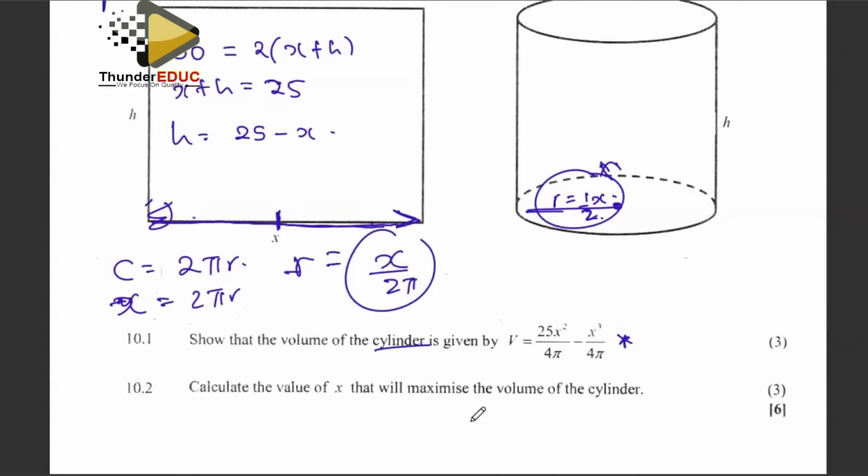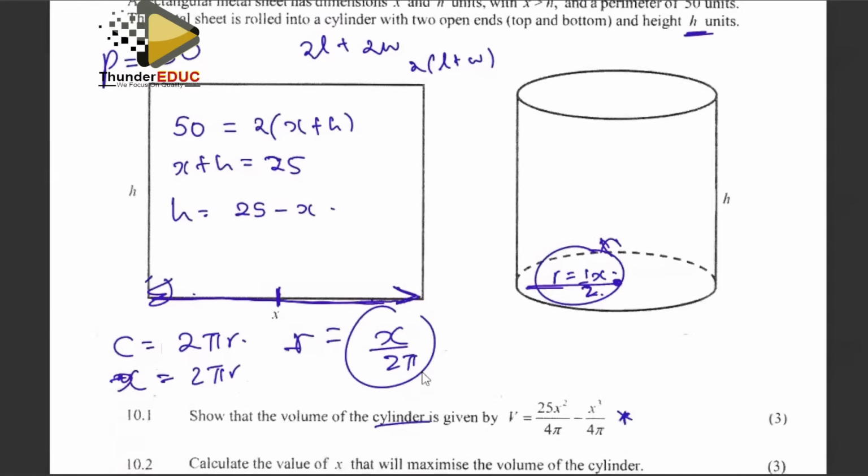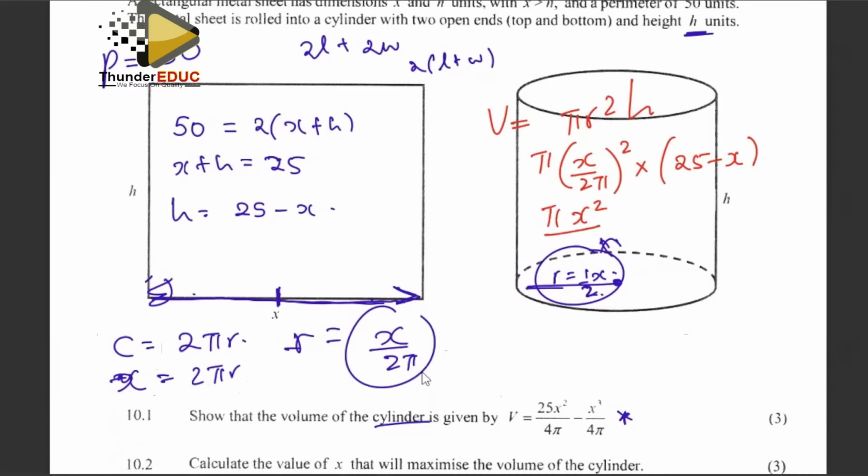Okay, now I see it makes sense. Let's see how we're going to do the substitution. Volume is pi times the radius squared multiplied by the height. So it's pi, say the radius is x over 2 pi, squared, multiplied by the height, which is 25 minus x. So it's pi x squared over 4 pi squared, into 25 minus x.